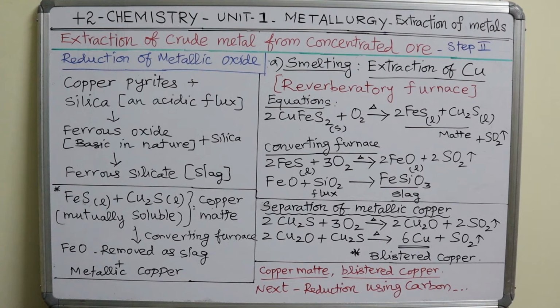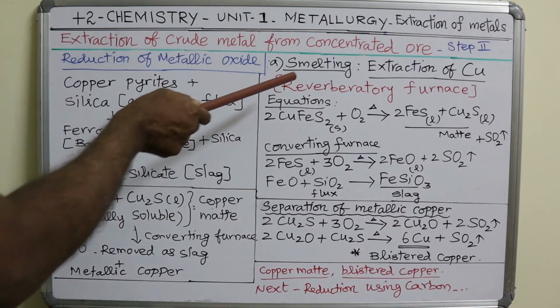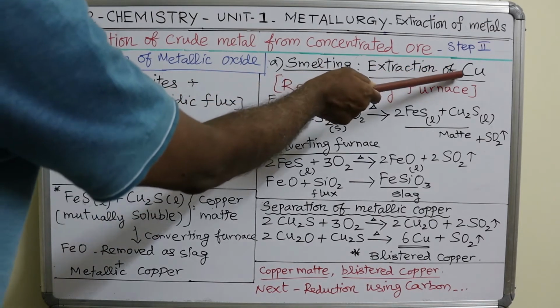+2 chemistry unit on metallurgy, extraction of metals. In this extraction of crude metals from concentrated ore, the step we are discussing is smelting. In the previous video, we discussed smelting, by which we extracted iron, and now in this video, in the smelting process, we are going to see the extraction of copper.